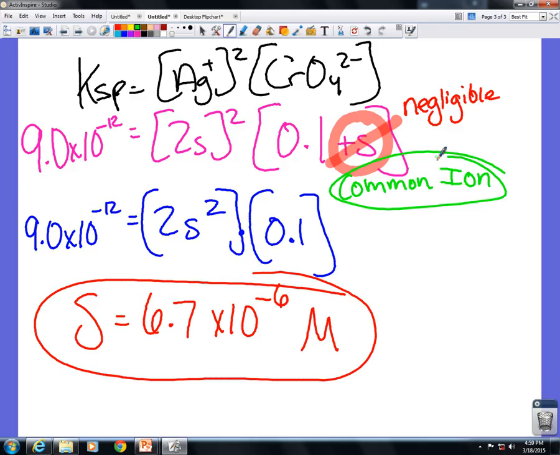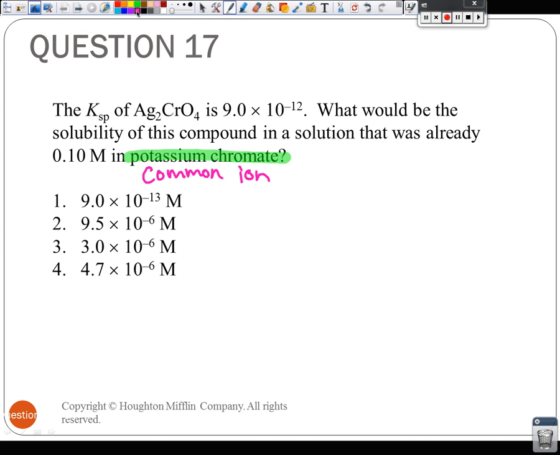Now, let me ask you something. I'm going to go back, and this is going to tie it back into the very first question. So we found out that S was which value? It's not up there?